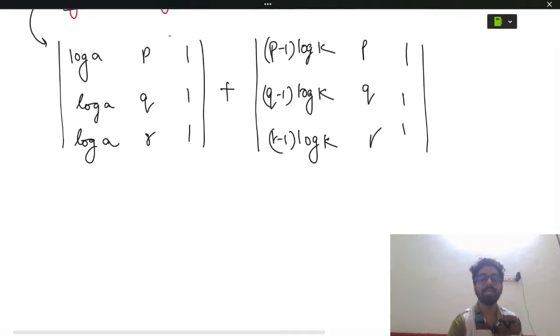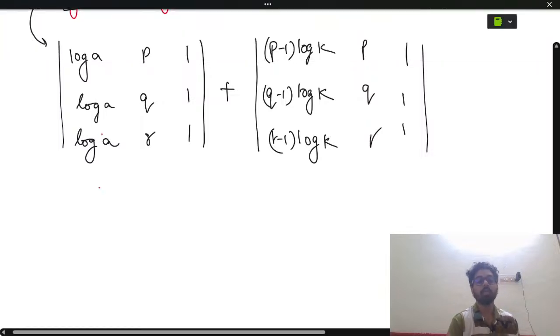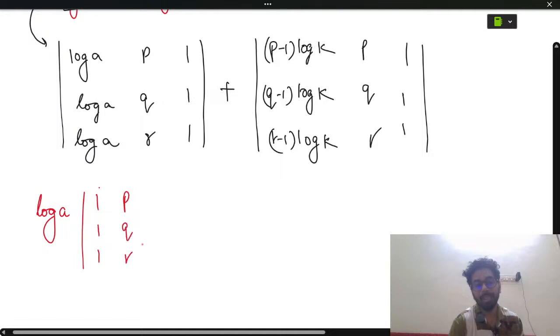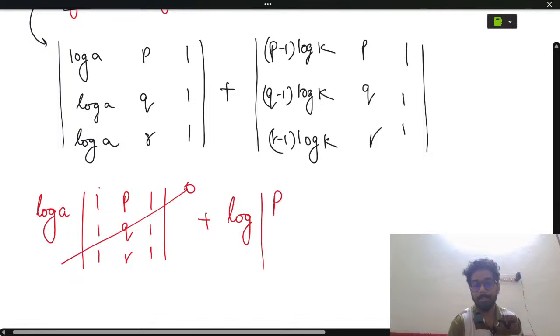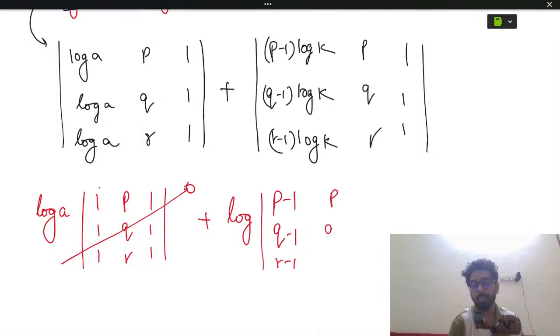Now here, as you can see, this is the common term. So what you can do, take log A common from here. You will have log A times 1, 1, 1. Now you know, if in a determinant two rows or two columns are equal, then it converts to 0. Plus here I can take log K common, so this becomes log K, P minus 1, Q minus 1, R minus 1, P, Q, R, 1, 1, 1.